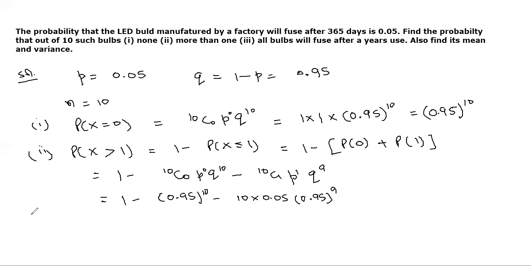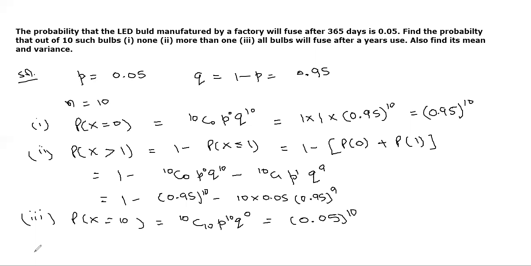The third part is that all of the bulbs will fuse, means all 10 will fuse after a year's use. So here r is 10, so the answer should be 10C10, p raised to power 10 and q raised to power 0. 10C10 is 1, so the answer is just p raised to power 10, or 0.05 raised to power 10.